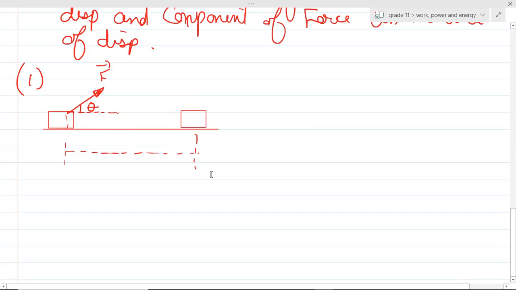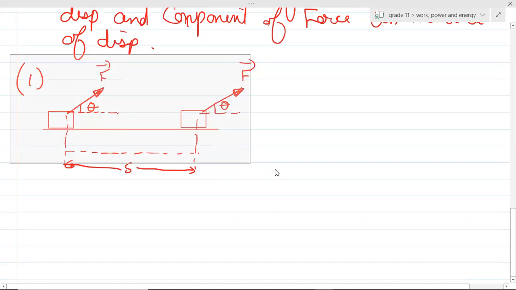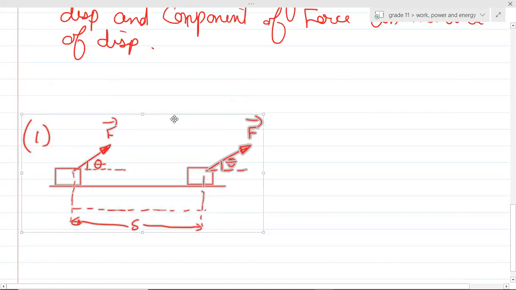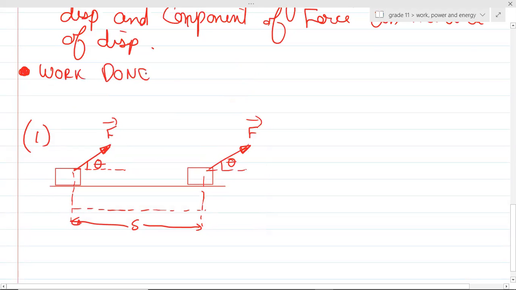Here. Is this clear, guys? So basically, the object displaced from where to where? From this position A to this position B. Let's say, at this position also the same force F is acting, and this is theta. What we are discussing is basically work done by a constant force, when this force is constant. So I told you about this particular thing. In this case and the next case, what will you do?